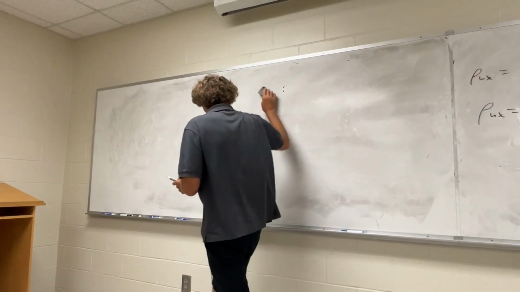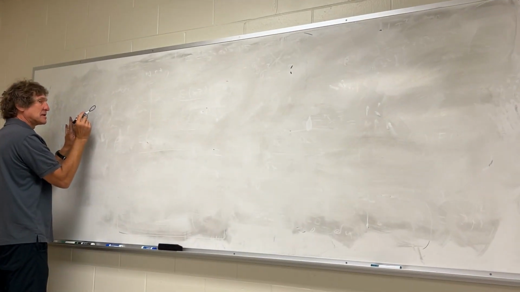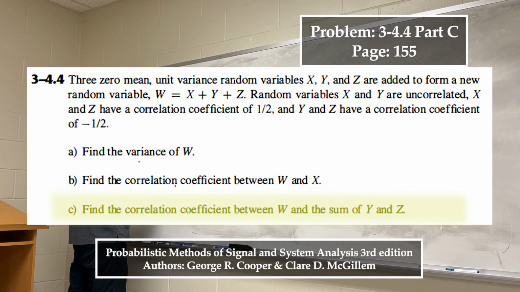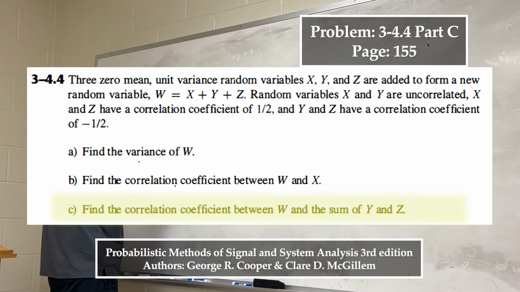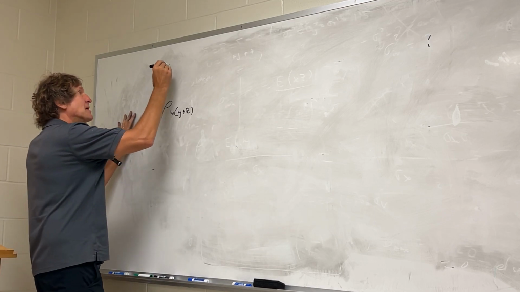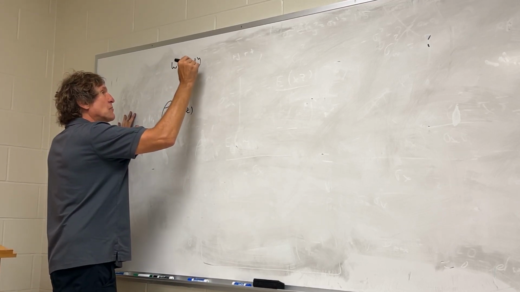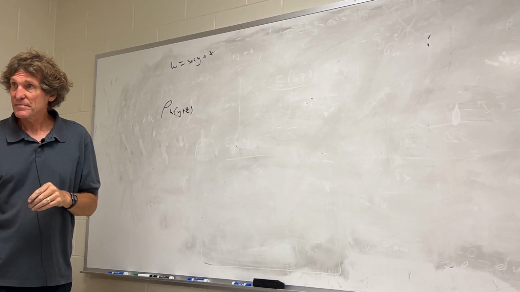All right, hold on. So now they want the correlation coefficient for what? For W and the sum of Y and Z. All right, now it's just getting irritating. That's the only thing they're doing, is making it harder. What is W? X plus Y plus Z, right? Y'all with me on this?